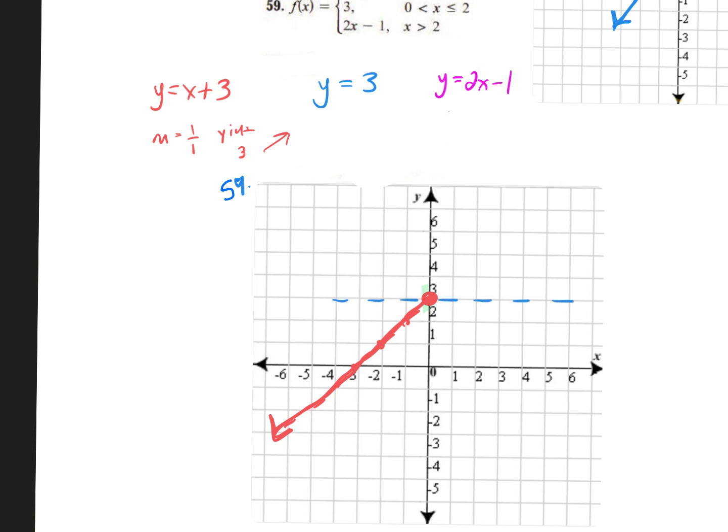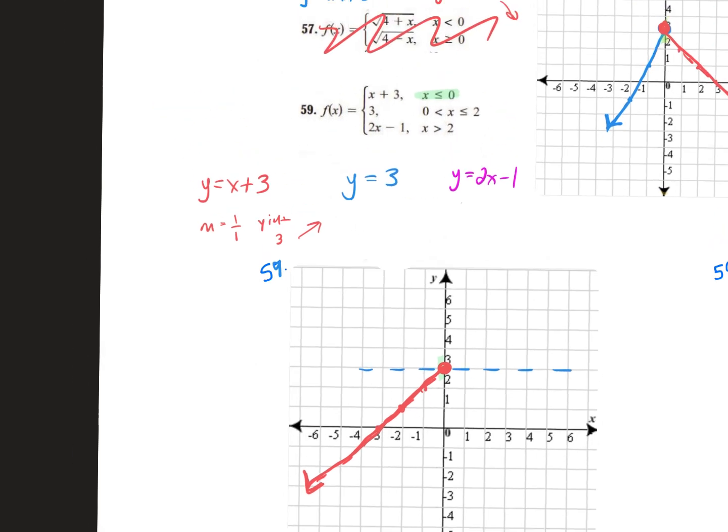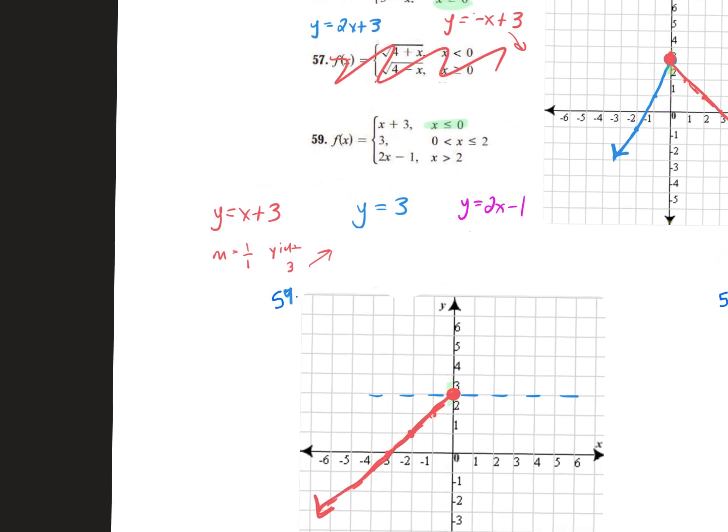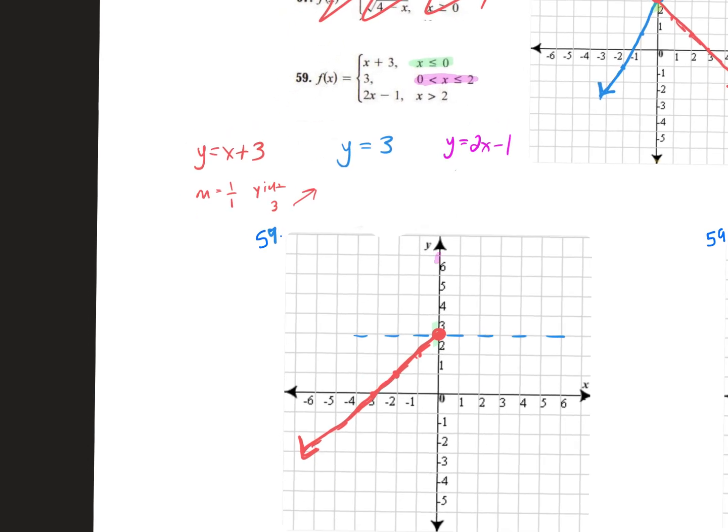Okay? Now, what is the boundary? What am I looking between, or where am I looking? Between what two numbers? 0 and 2. So I'm going to go where x is 0, draw a line. I'm going to go where x is 2 and draw a line.